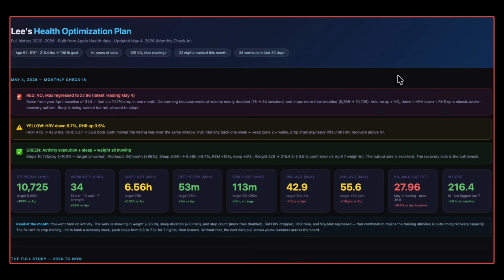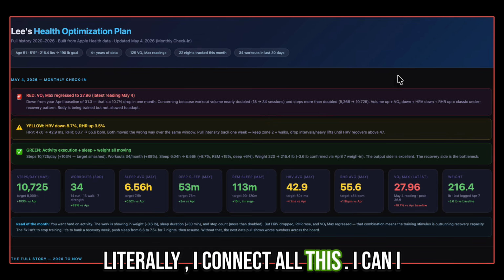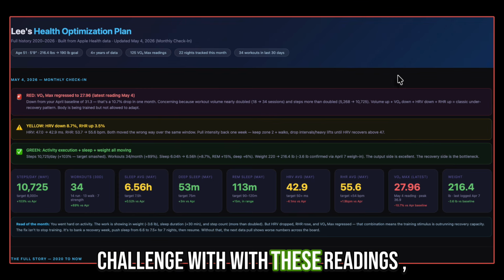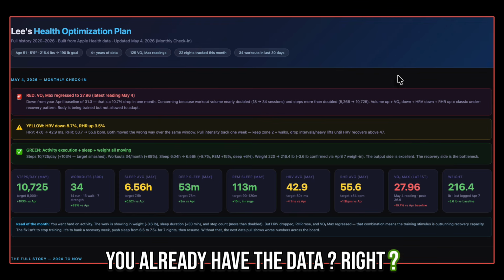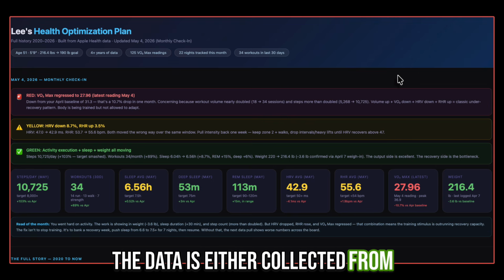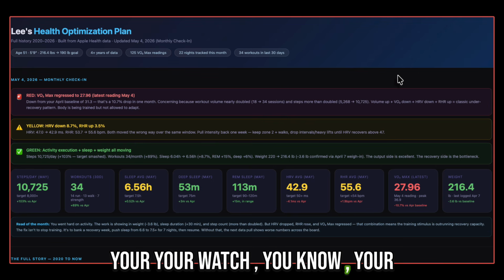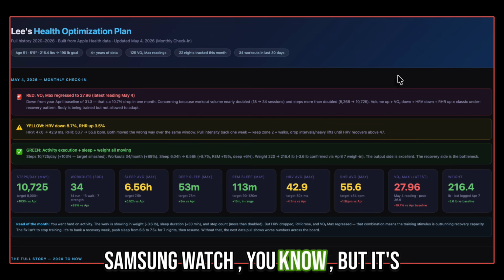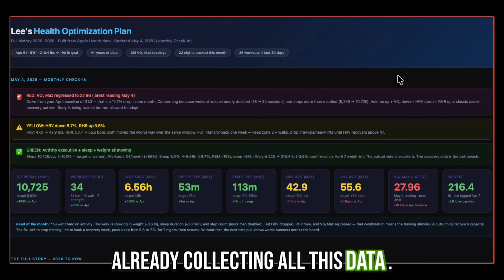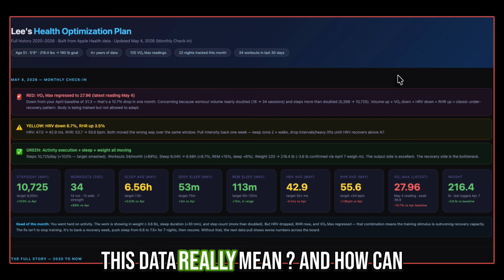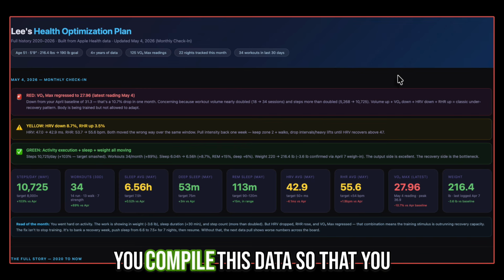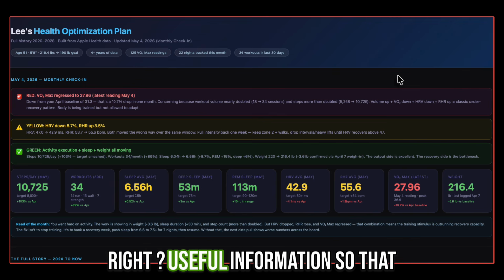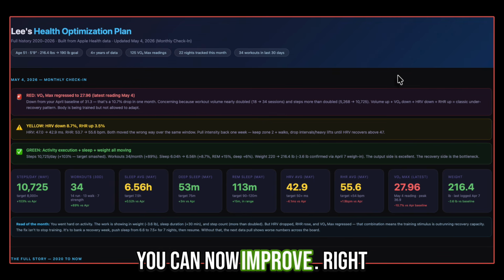So I connect all this. The challenge with these readings is that you already have the data. It's collected from your watch, your Apple Watch, or maybe a Samsung watch, which is already collecting all this data. The only challenge is, what does this data really mean? And how can you compile it so that you can extract useful information and improve?